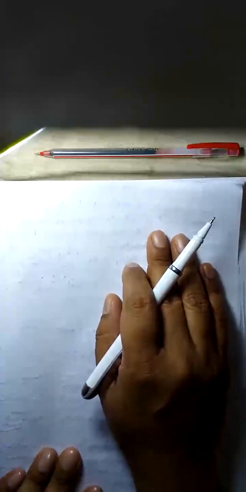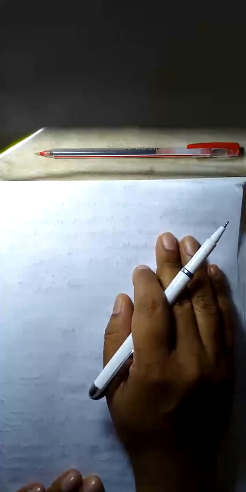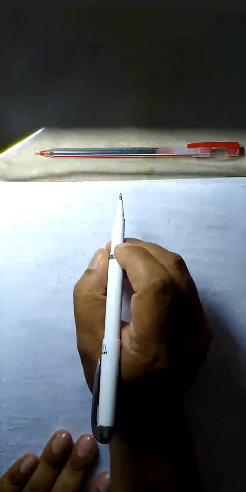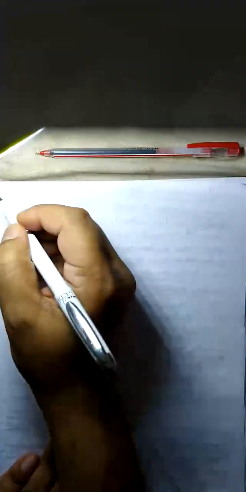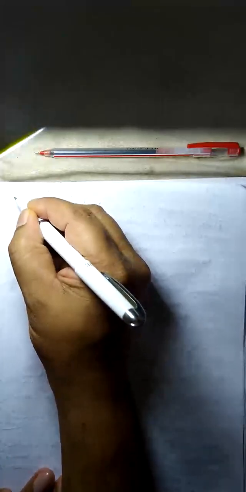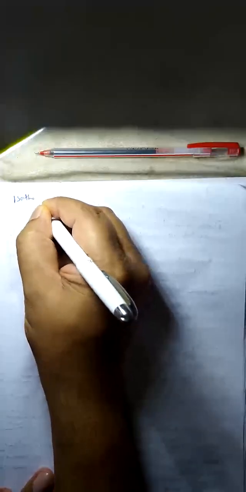Today we have to discuss the isothermal irreversible expansion of van der Waals gas. We already discussed the expression for W, the expression for U, and the expression for Q. Today we have to discuss the isothermal irreversible expansion of van der Waals gas, the expression for H, enthalpy.